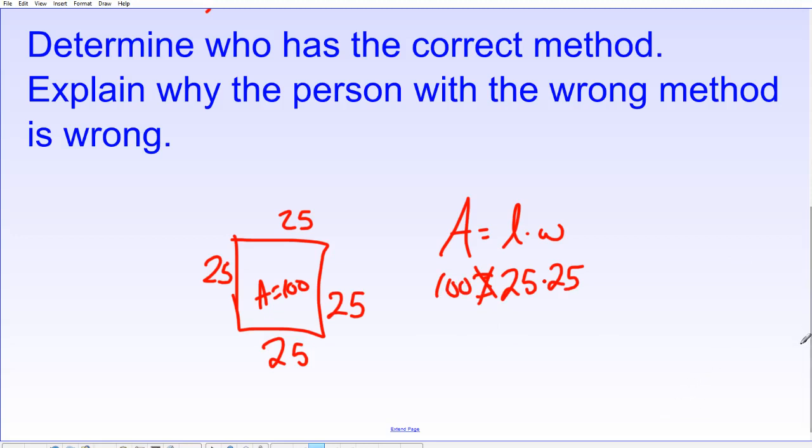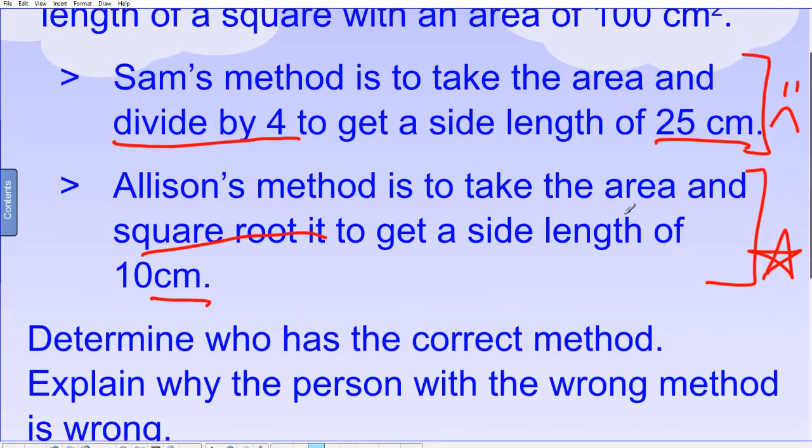And it won't work out hardly ever. There might be a case or two, like if the area is 1, you take 1 times 1 is 1. It might work out in that case. But it'll hardly ever work out. So that is explaining why Sam is wrong.